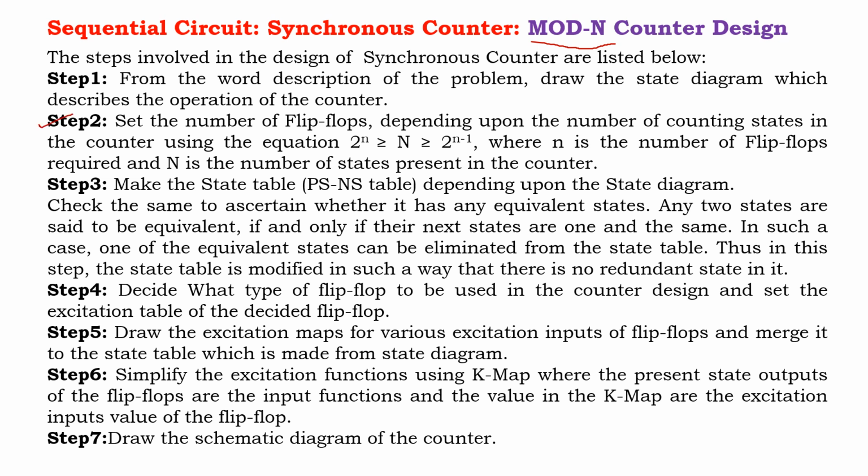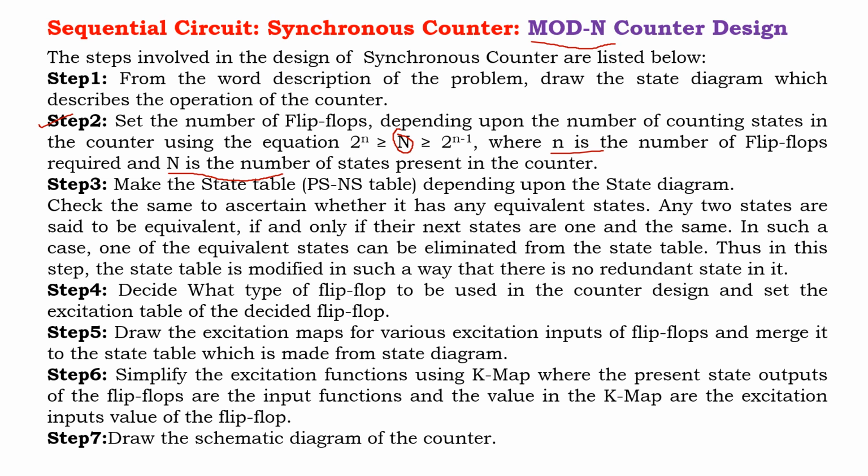Then step 2: set the number of flip-flops depending upon the number of counting states in the counter, which is already shown in the state diagram, using the equation 2 to the power of n greater than or equal to capital N, greater than or equal to 2 to the power of n minus 1, where n is the number of flip-flops required and capital N is the number of states present in the counter.